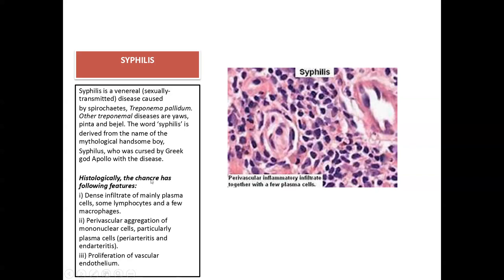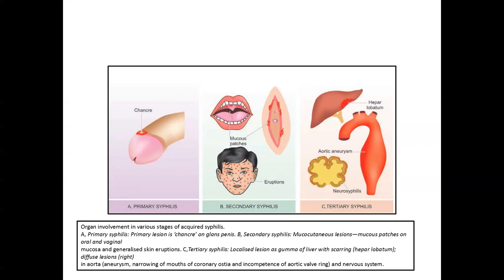Histologically, the chancre has the following features. Dense infiltrate of mainly plasma cells, again, please remember. Lymphocytes are very important to remember as a part of the cell infiltrate. And also few macrophages can be seen. Perivascular aggregation of mononuclear cells, particularly plasma cells. So we see periarteritis and endarteritis. And also proliferation of vascular endothelium may cause the obliteration of the vessels.